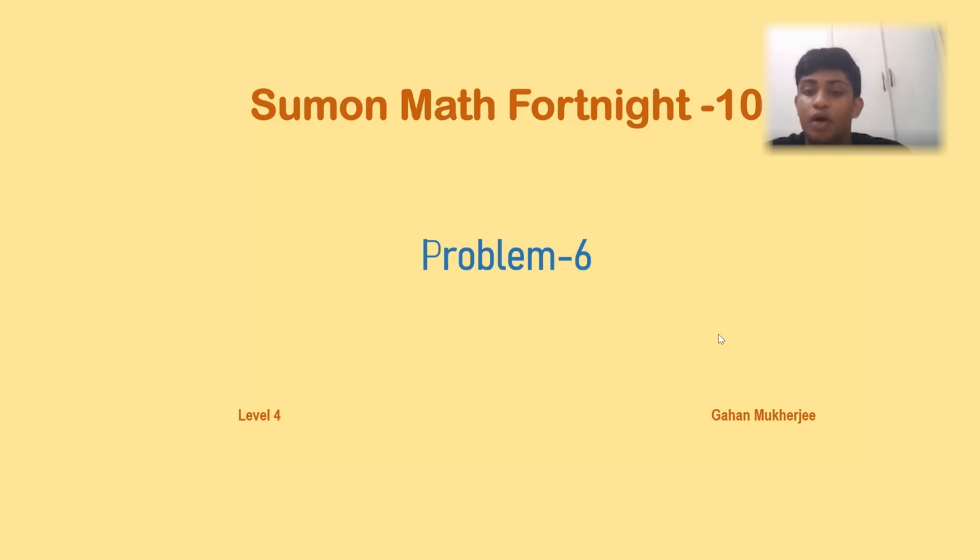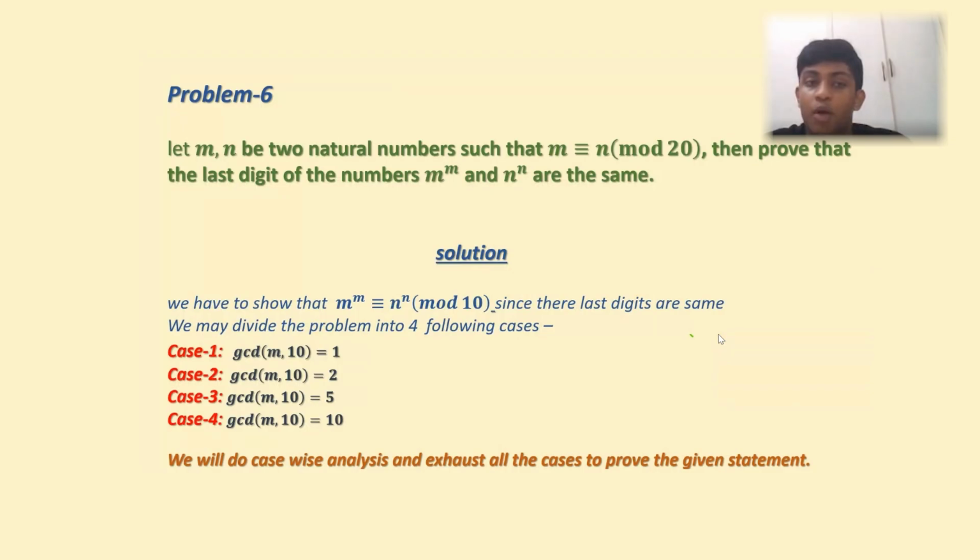So let's get started. Today I'll be presenting problem 6 from fortnight 10. So problem 6 basically says that let m, n be two natural numbers such that m is congruent to n mod 20. Then we have to prove that the last digit of the numbers m to the power m and n to the power n are the same.